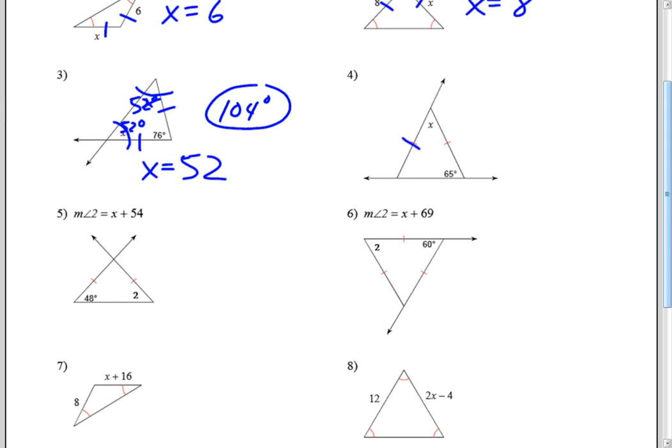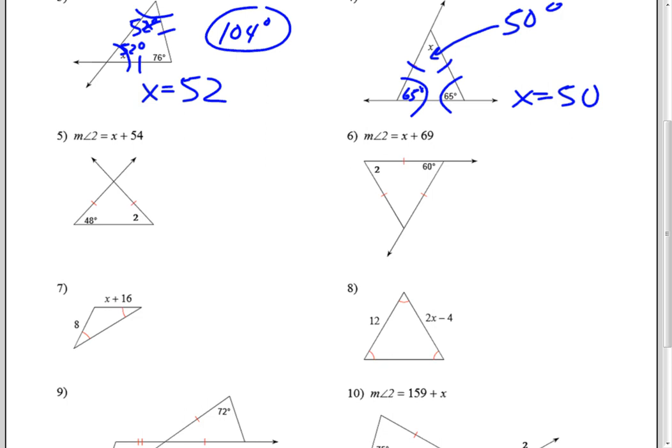We have equal, equal. I look to the angles opposite. So I end up with 65 here. This is equal to this. That's 130. That leaves me 50 degrees. Is that right? So my value of x is 50. Check my arithmetic.